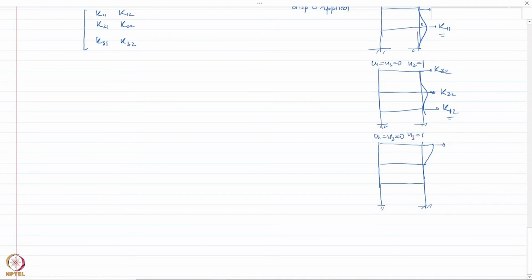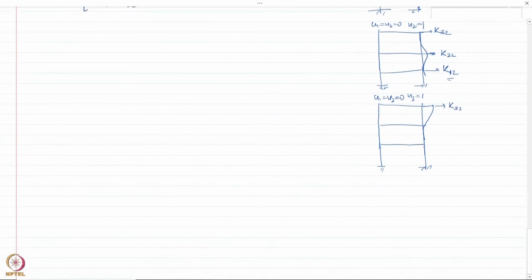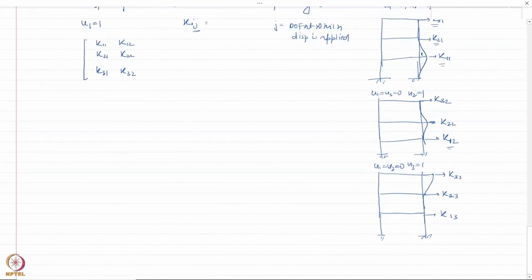Okay, so I need to apply force at degree of freedom 3 due to unit displacement at degree of freedom 3. In this case, force at degree of freedom 1 due to unit displacement of degree of freedom 3. Okay, so the third column is basically K13, K23, K33. So using this procedure, we can get our K equivalent.